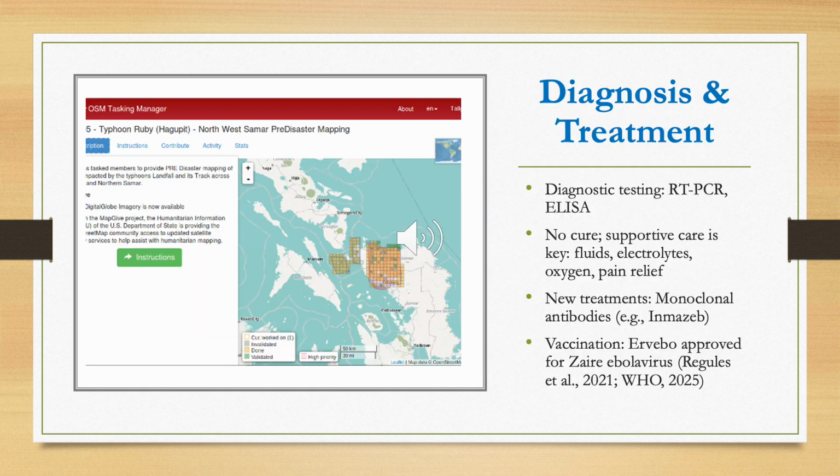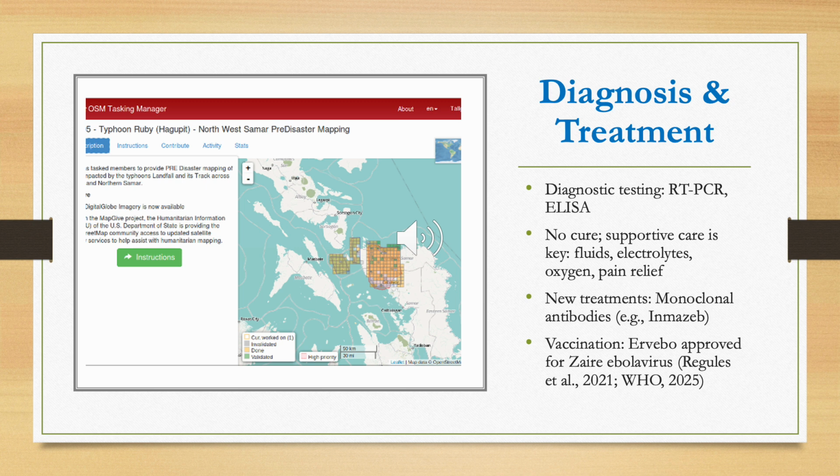Diagnosis and treatment. Accurate and early diagnosis of Ebola virus is crucial. The most common methods include RT-PCR, which detects the viral RNA, and ELISA, which measures the antibodies. Unfortunately, there is no antiviral cure for Ebola yet. Treatment focuses on supportive care or symptom management, maintaining hydration, electrolyte balance, managing oxygenation and blood pressure, and treating any other co-infections that may happen.